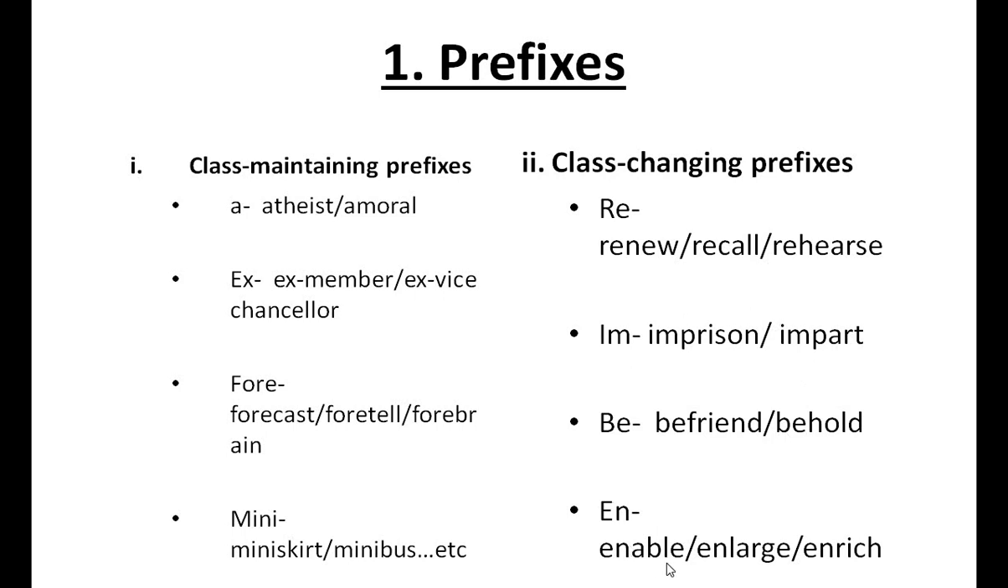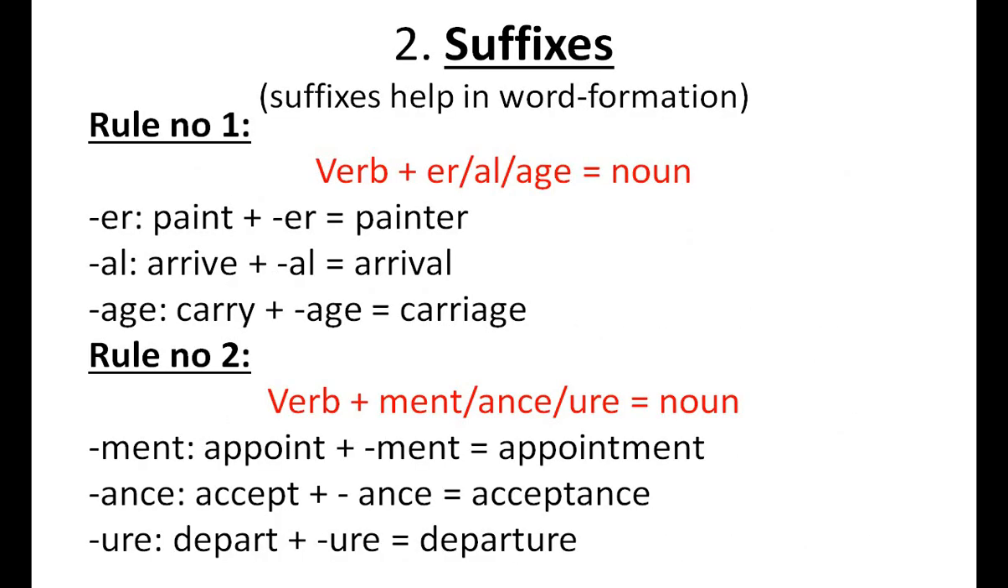Able is an adjective and enable is a verb. Large and rich are also adjectives, but when we add en, they become verbs. Similarly, suffixes help in word formation.